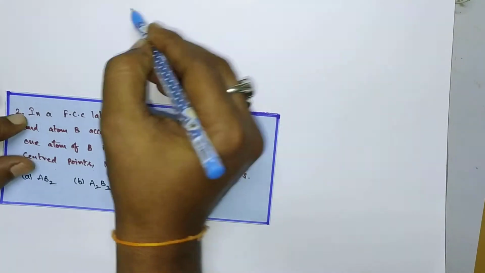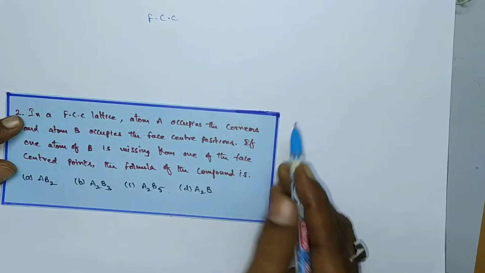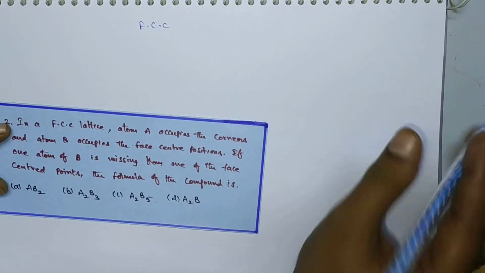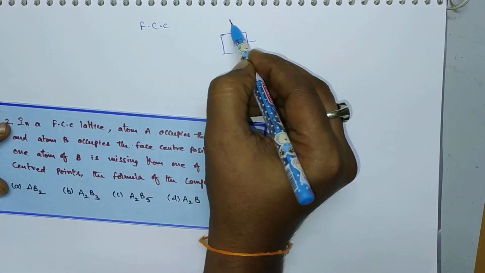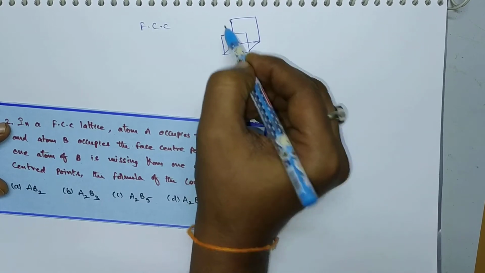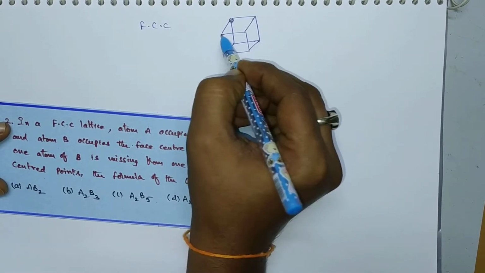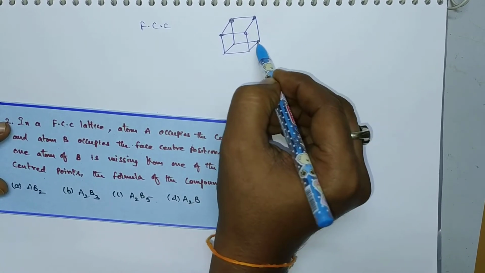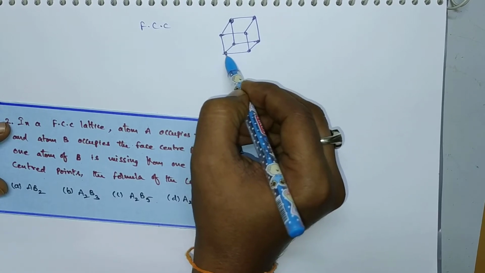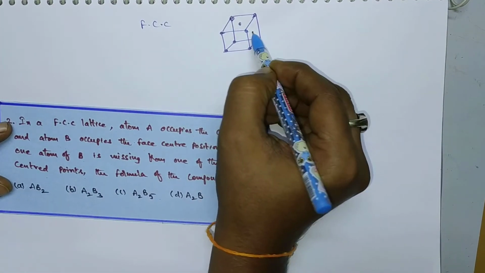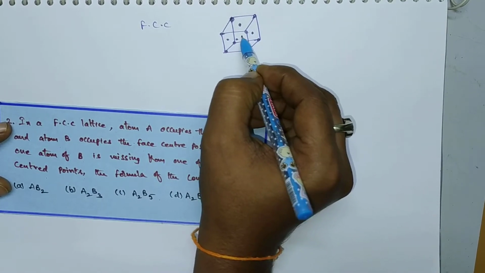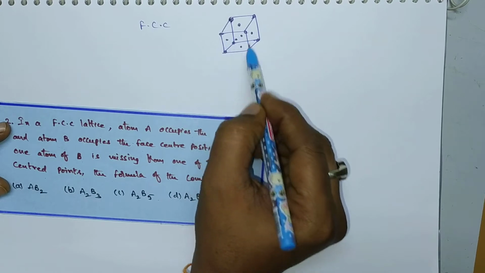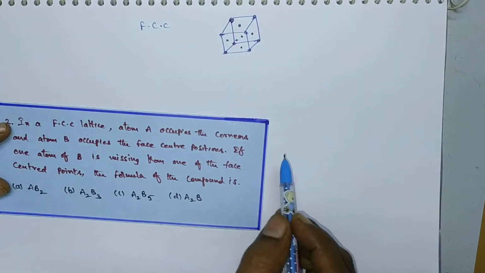In a face-centered cubic structure, what are the atoms present? The lattice points are present at the corners and also at the center of each face. There are 8 corners, so the atoms are present at the 8 corners and also at the center of each face. There are 6 faces. This is the center of the back face and this is the center of the front face.